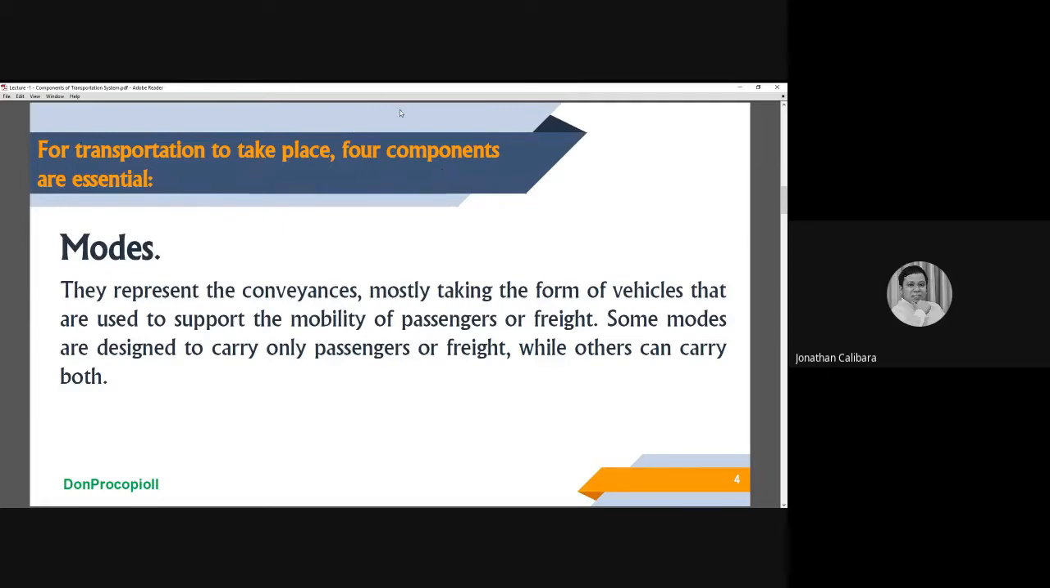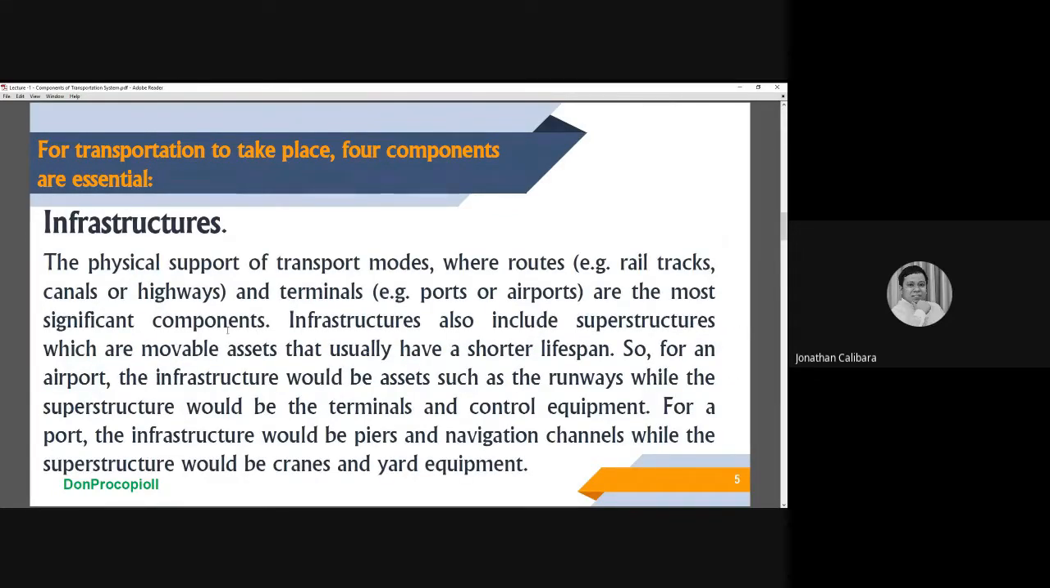An example here is modes. Modes represent the conveyances, mostly taking the form of vehicles that are used to support the mobility of passengers and freight. Some modes are modes of land transport, so vehicles. If you're talking about airplanes, that is also a mode of transportation, and also by sea. So modes are what we use to transfer or transport.